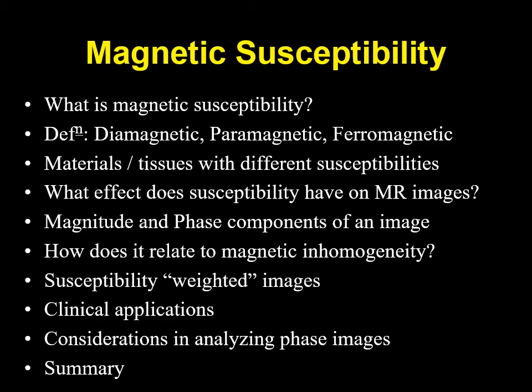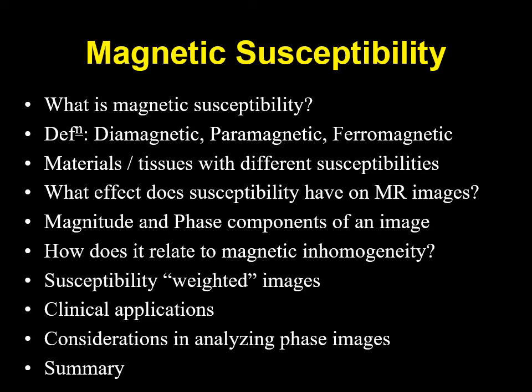The various subtopics that will be covered are what is magnetic susceptibility and the definitions of diamagnetic materials, paramagnetic materials, and ferromagnetic materials. Examples will be shown of materials that are found in human tissue that have different magnetic susceptibilities, and the effect of these different susceptibilities will be shown on MR images.